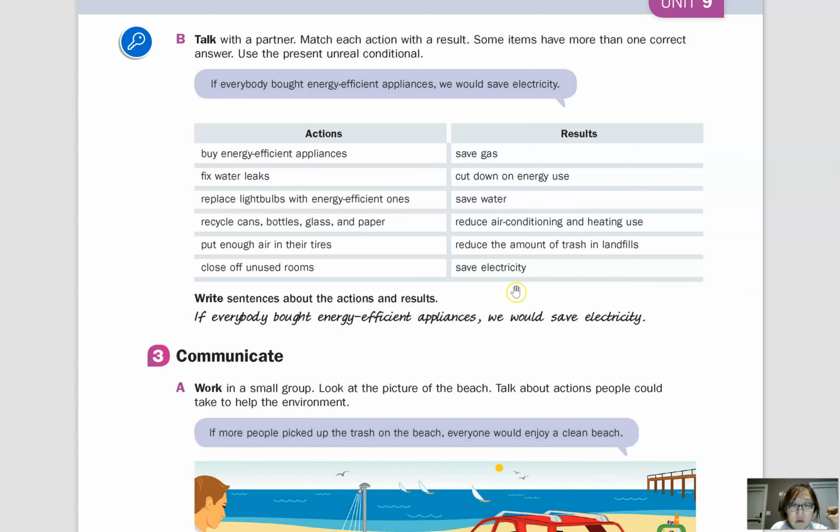Okay, so go ahead and take some time to make sentences, and keep in mind that you might have more than one correct answer. And also, when you make the sentences, you can put the if clause at the beginning or at the end. Okay, so again, we could say, we would save electricity if everybody bought energy-efficient appliances. Okay, so you can pause the video and continue when you're finished.